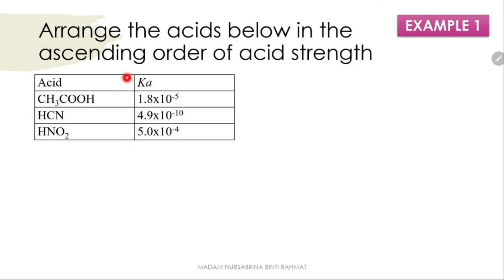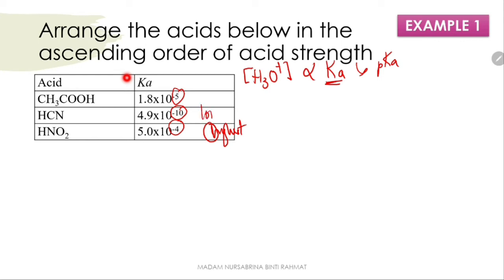Let's look at this example. You're going to arrange the given acids, all of which are weak acids, in order of increasing acid strength. Look at the Ka value. Remember, we said that H3O+ concentration is directly proportional to the Ka value but inversely proportional to the pKa. In this example, we only have the Ka value. The larger the Ka, the higher the H3O+ concentration. So we have here 10^-5, 10^-10, 10^-4. The 10^-4 is the largest, so this is the highest, and 10^-10 is the smallest value, so it is the lowest or weakest. So this one is the strongest.